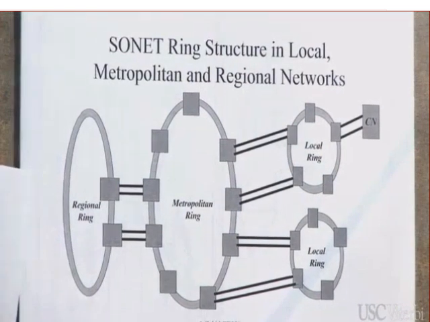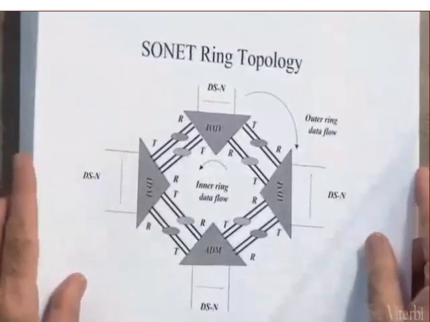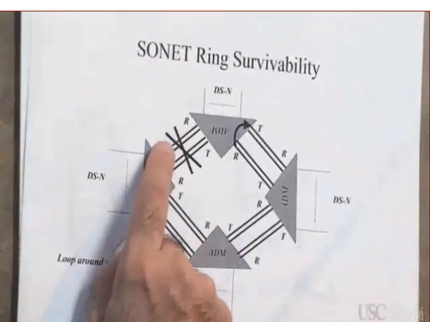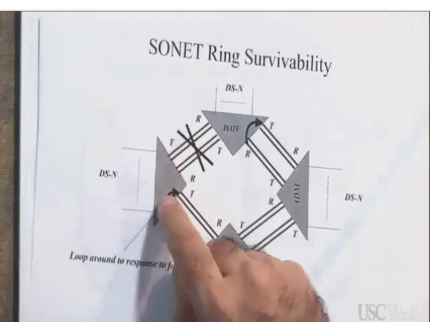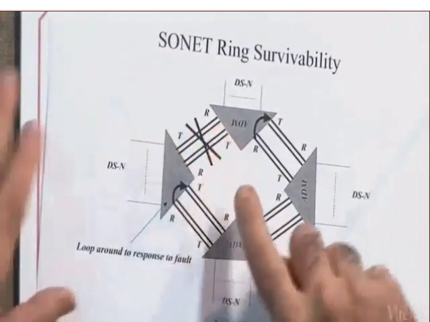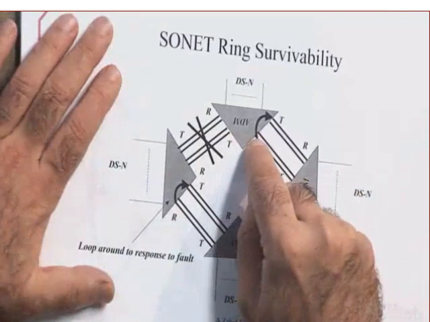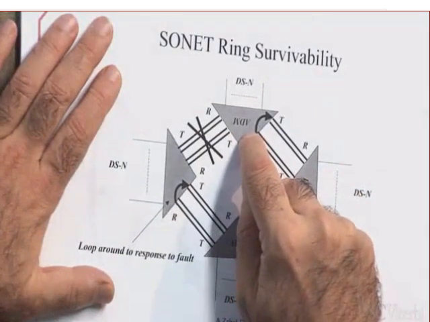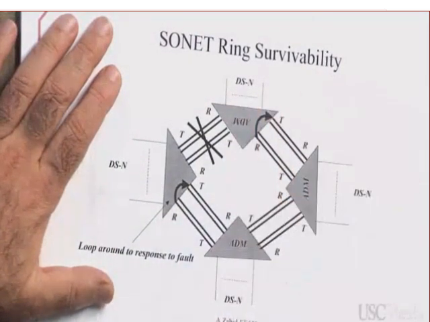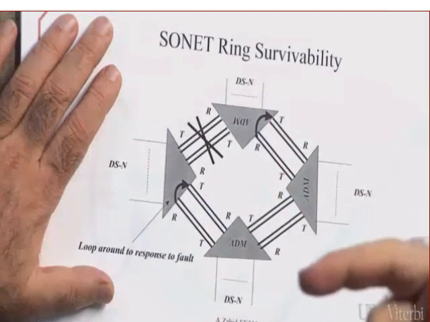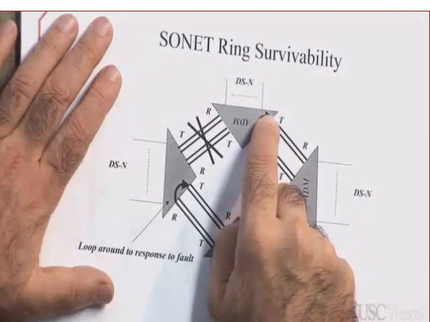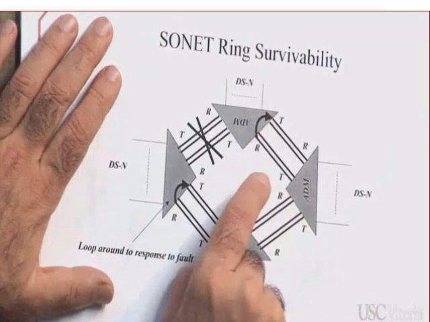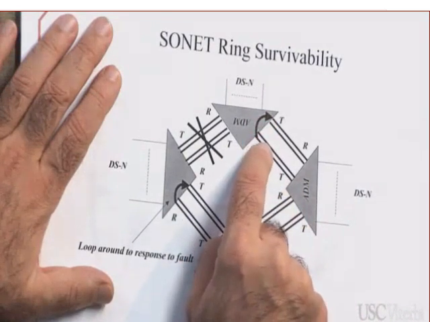Okay. So, why is this so special, this SONET? Let's assume there is a failure in here, between this ADM and this ADM. What will happen? The outer ring, the inner ring will wrap around the outer ring automatically. The inner ring automatically wraps around the outer ring. So now what do you have? Look at my finger.